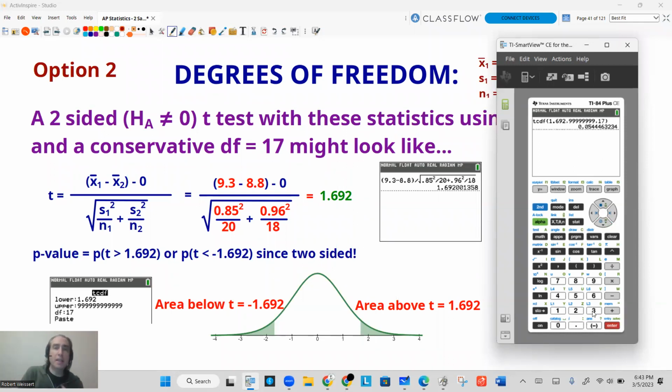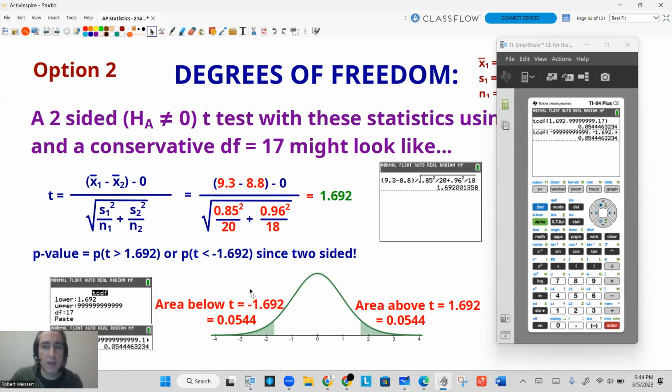Now, if the t test statistic ended up being negative, so let's say all the same, but we just subtracted it in the other way, then it would look like this. You would have your lower be negative infinity, and your upper would be the negative t test statistic, so negative 1.692. Same degrees of freedom, and it's the same percentage. But since this is a two-sided test, we're trying to test to see if it's not the same as. So we basically double it. So when you're reporting a two-sided test, you double it.